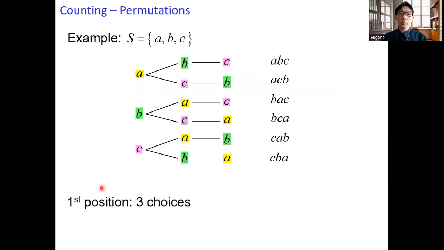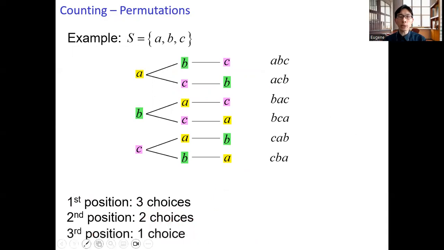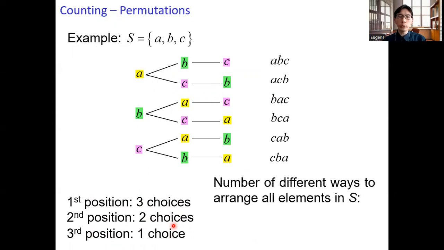In the first position, we have 3 choices, either A, B, or C. Once the first position is fixed, in the second position, we are left with only 2 choices. And in the third position, we only have 1 choice, the remaining letter. By the multiplicative rule, the number of different ways to arrange all the elements in the sample space S is equal to 3 times 2 times 1, which is equal to 6.